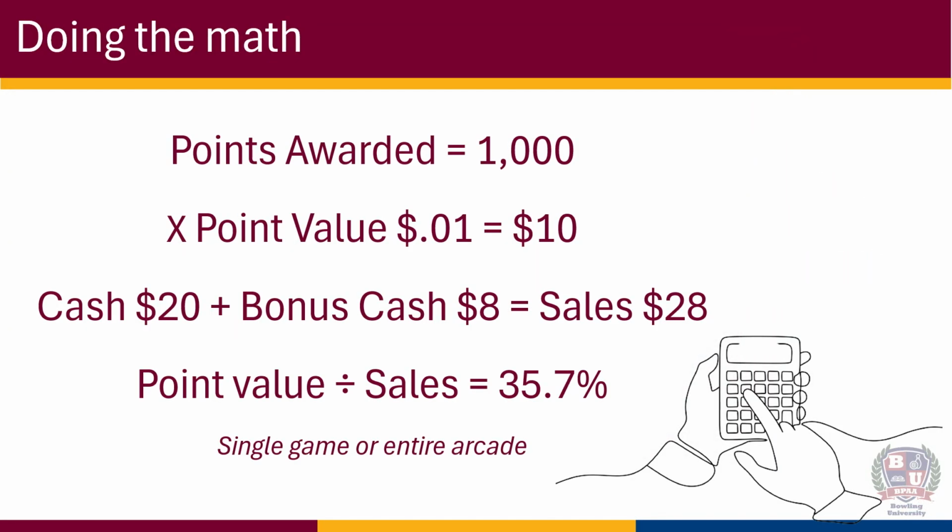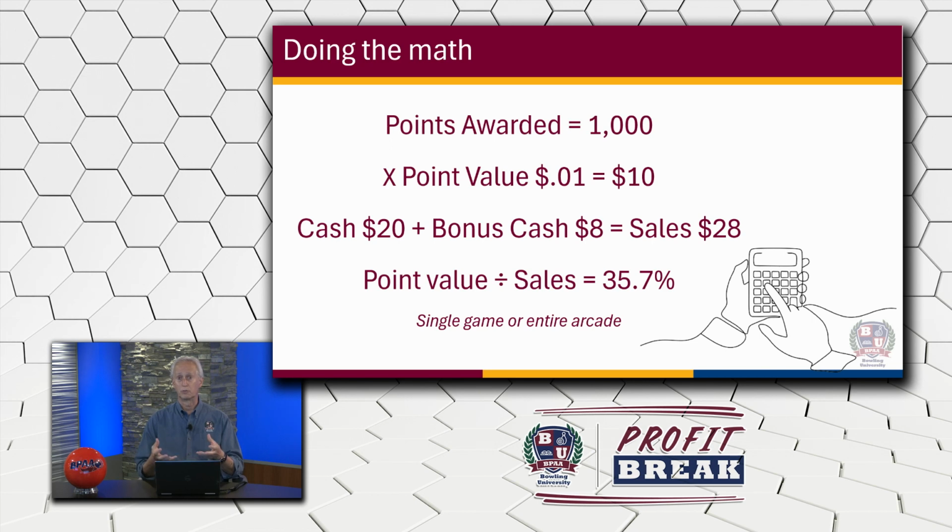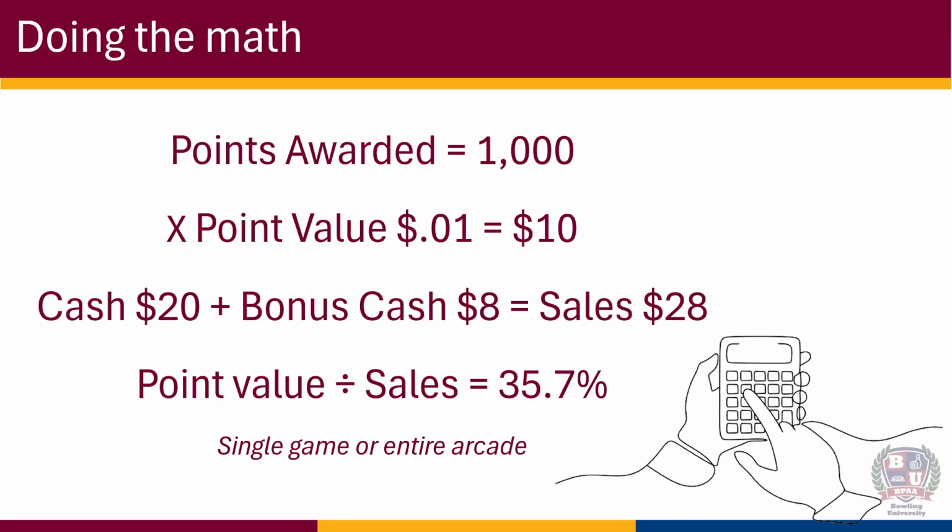Okay, so what happens next? How do you do the math? What does it mean? How do I get there? For example, let's keep it simple. This same formula applies to a single game or the whole game room, because you have to do it for the entire lot of your redemption pieces. If I gave out 1,000 points from one machine or even the whole arcade, I'm going to multiply that by the point value. The point value I've picked is the industry standard of a penny. Keep it simple: 1,000 times a penny is $10. That's the value of the points that came out of that machine or those machines.